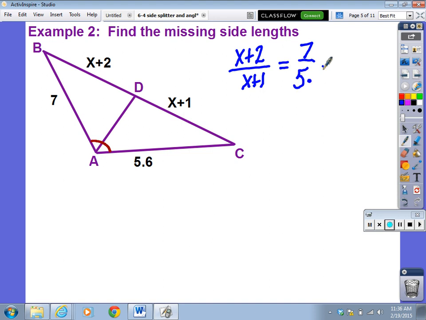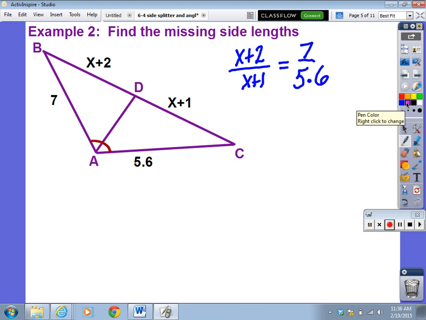Any questions on why I set it up that way? Yes? So can you do it like x plus 2 over 7? No. You need to set up your ratios like this, because it's cutting this triangle proportionately, so that side's proportionate to that side as that side is proportionate to that side. Okay. Alright, so let's go ahead and cross multiply now and solve for x.